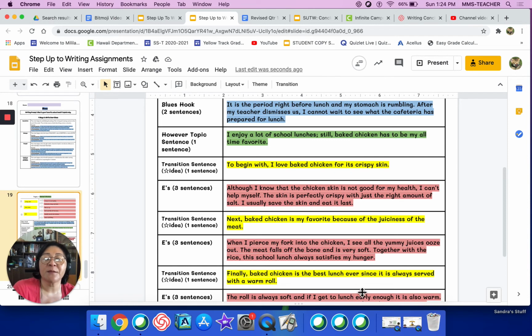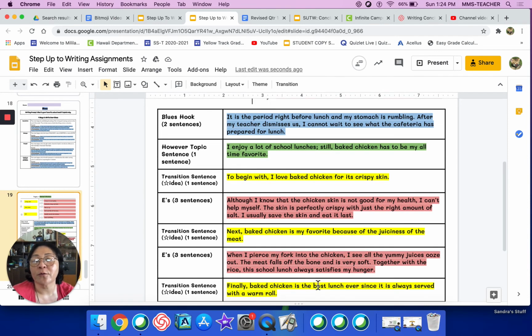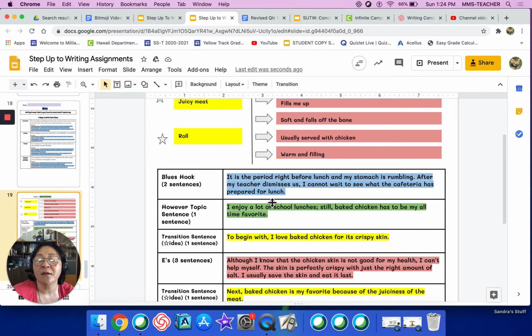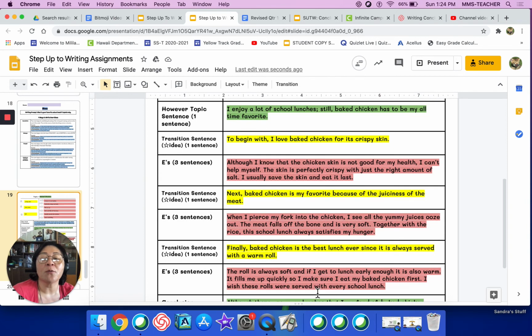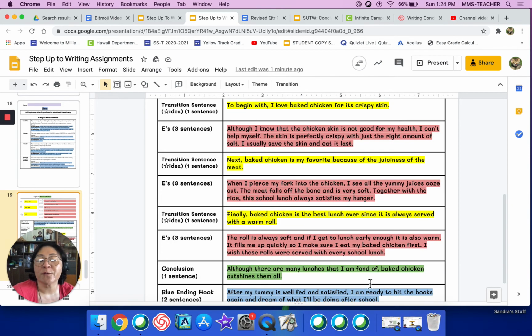Finally, baked chicken is the best lunch ever since it is always served with a warm roll. That is star idea number 3, and the transition word is finally. The roll is always soft, and I get to lunch early. And if I get to lunch early enough, it is also warm. It fills me up quickly, so I make sure I eat my baked chicken first. I wish these rolls were served with every school lunch.